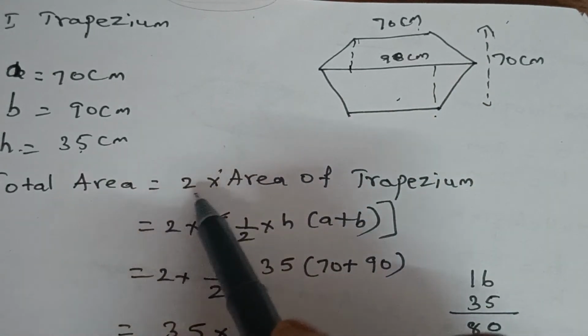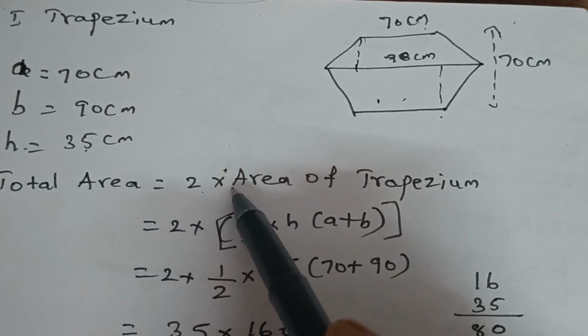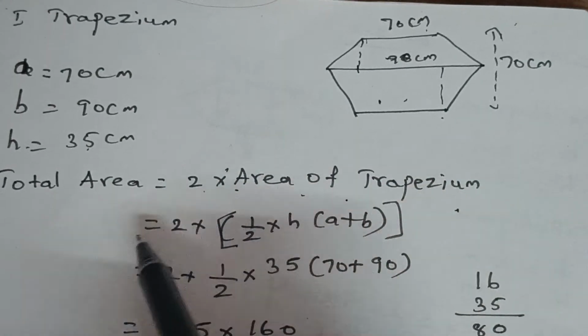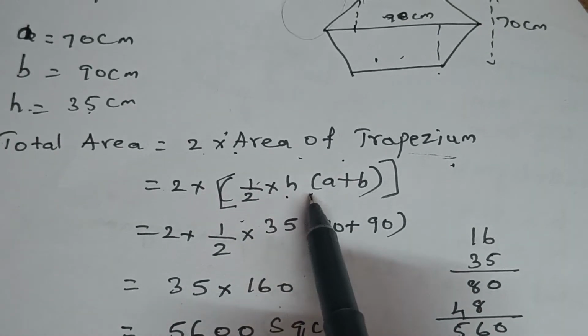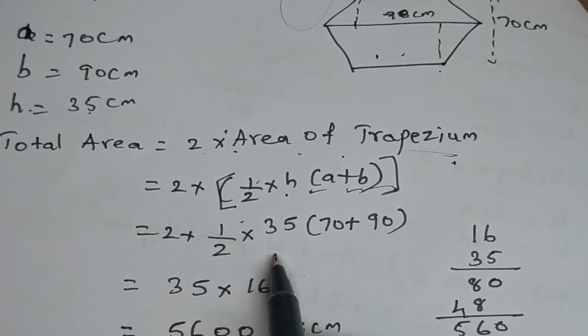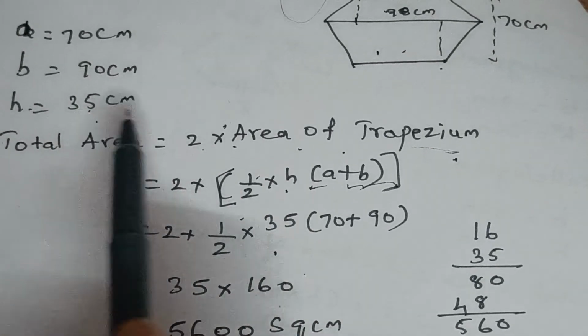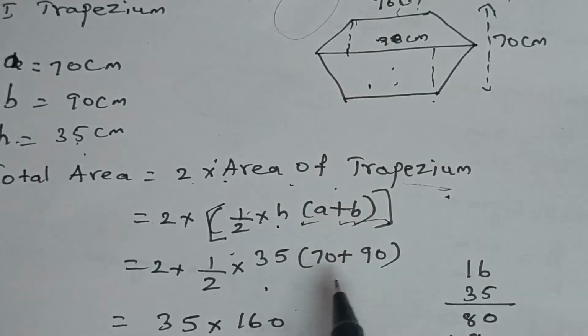Now what is the area? It is 2 times, since this is one trapezium and this is one trapezium. So 2 times the area of the trapezium. That is 2 into, what is the area of the trapezium? 1 by 2 into h into (a plus b). Now 2 into 1 by 2 into h, which is 35, the height, into a and b, the parallel sides, 70 plus 90.